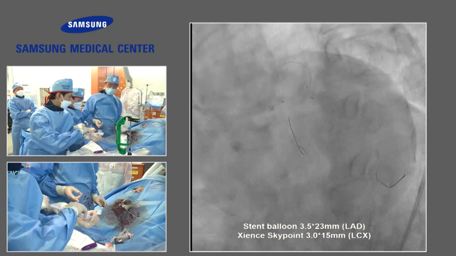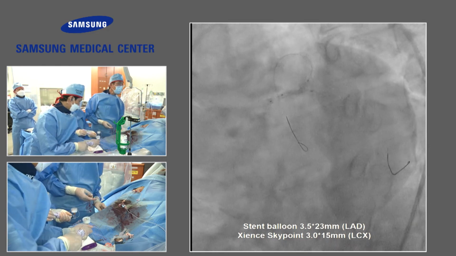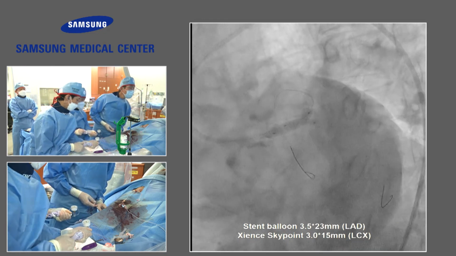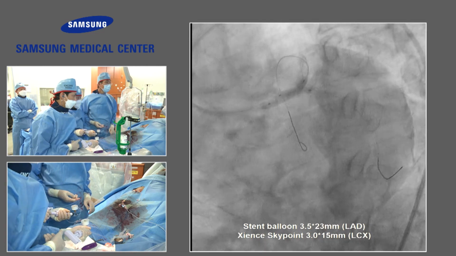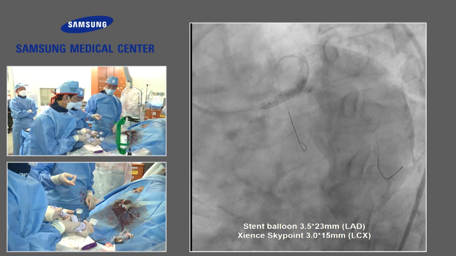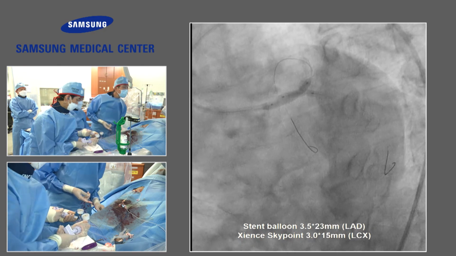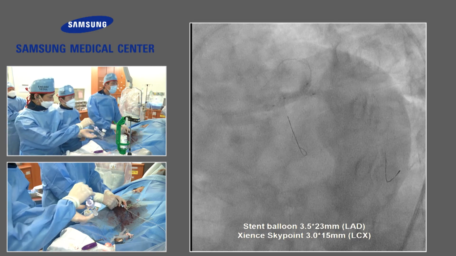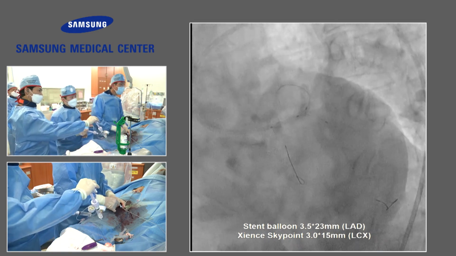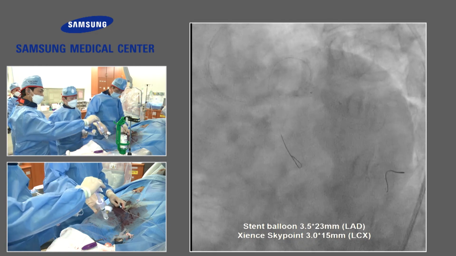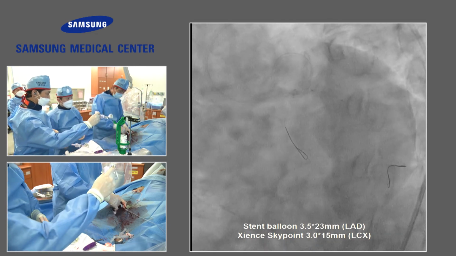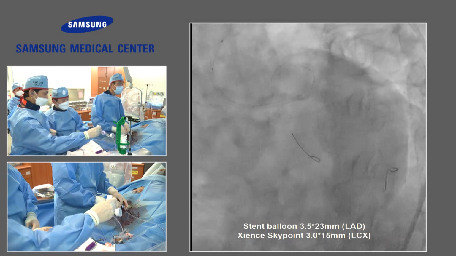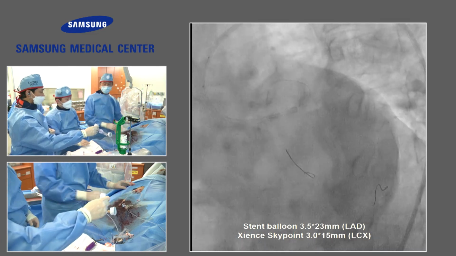Inflation, both. 8, 6, 10, 12. Circumflex 14, 16. Okay, deflate. One, two, three. I agree with increasing the pressure with the small balloon at the circ. And actually, I added 18 atmospheres at the ostium of the circumflex. Always, the circumflex ostium is undersized.